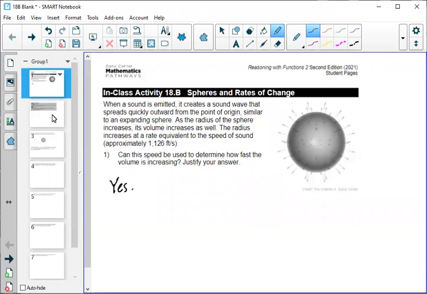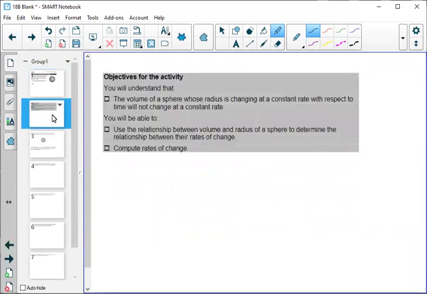Let's go to the objectives. Objectives for the activity: you will understand the volume of a sphere whose radius is changing at a constant rate with respect to time will not change at a constant rate. You will be able to use the relationship between volume and radius of a sphere to determine the relationship between the rates of change. You will be able to compute rates of change.